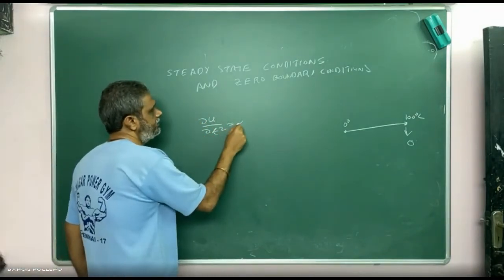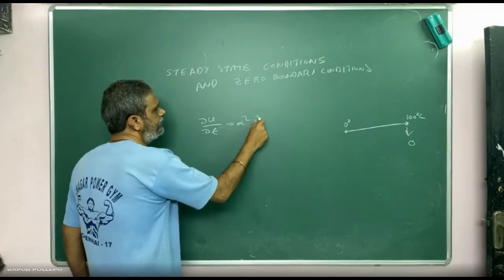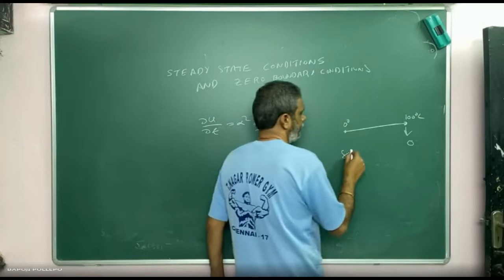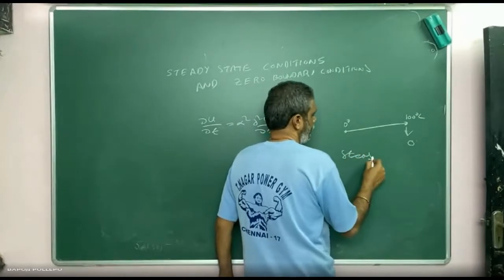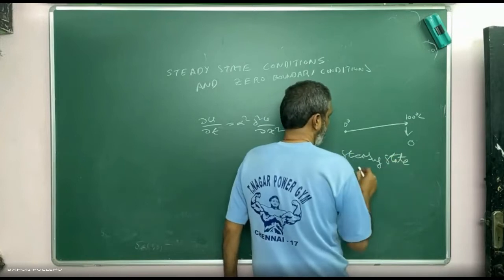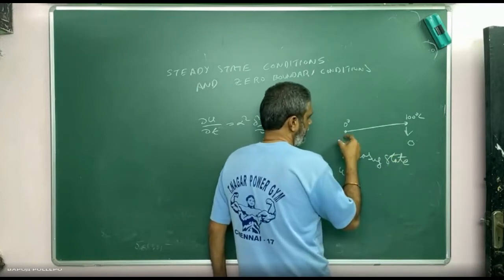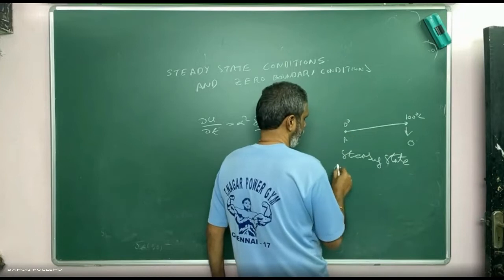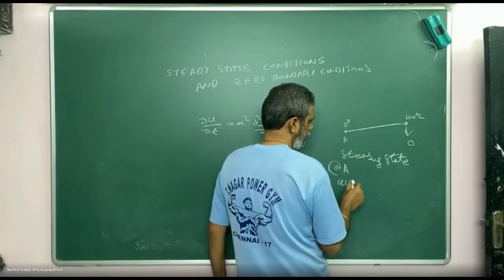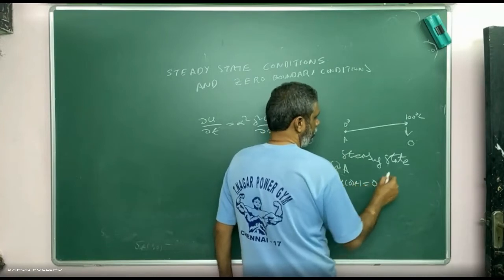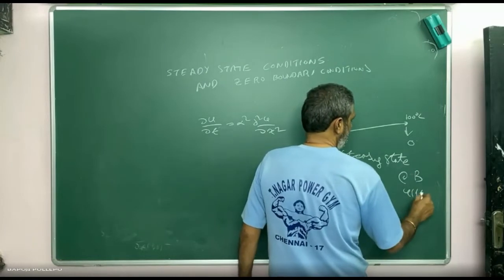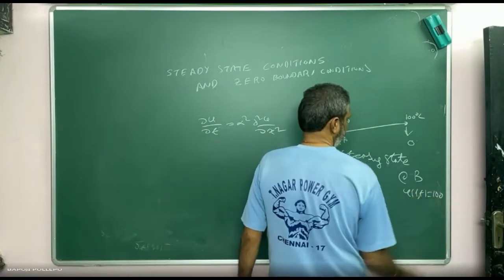Dou u by dou t is equal to alpha square into dou square u by dou x square. In steady state means what? It won't depend on time. Temperature is u. At A means at x is equal to 0, u of 0 comma t is equal to 0. Then at B, u of L comma t is equal to 100.